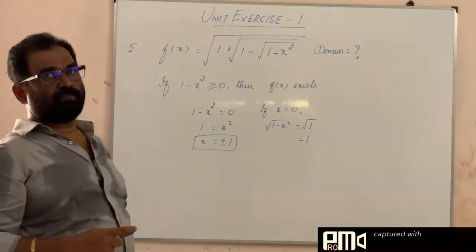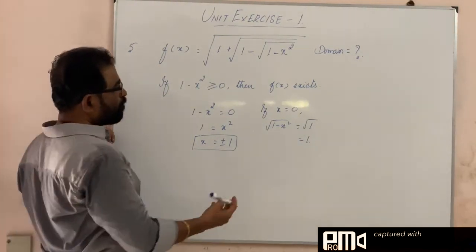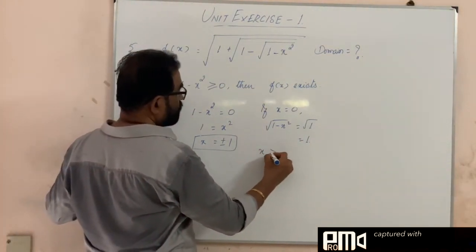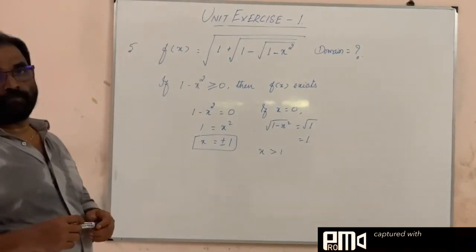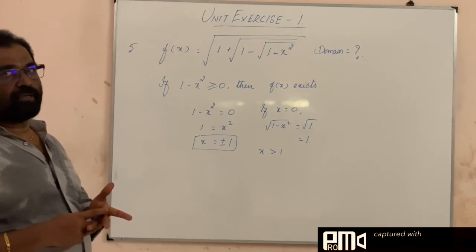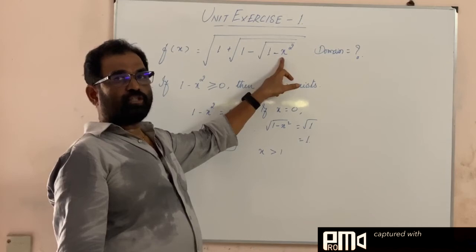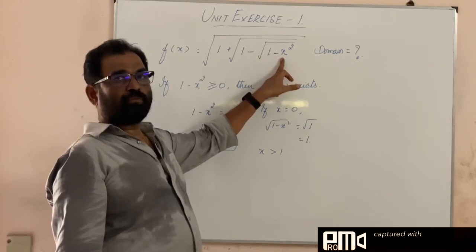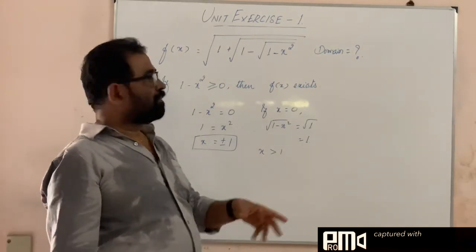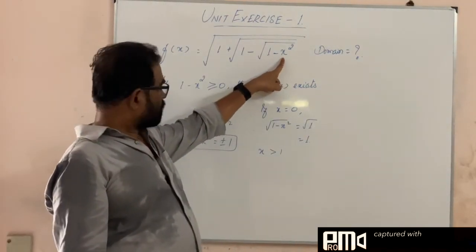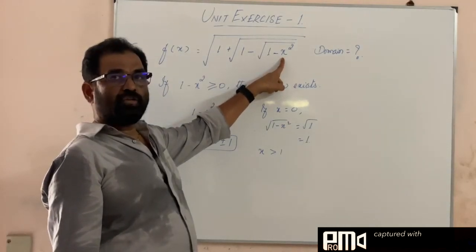Suppose x is greater than 1, say 2. Then 1 minus 2 square is 1 minus 4, which is minus 3. Inside the square root sign, a negative number, we cannot find it. Suppose x is minus 2. For minus 2 also, this does not exist.